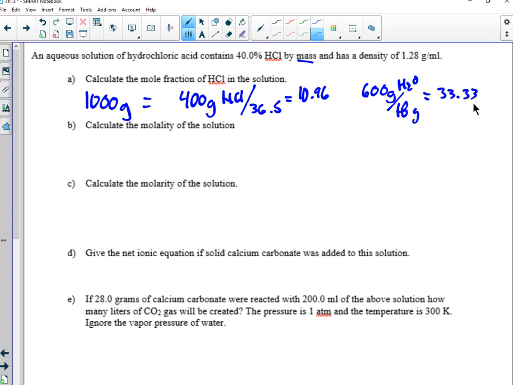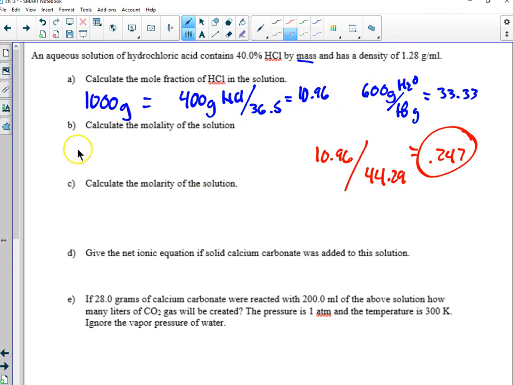You okay with that? Now, the girls over there, they did 100, which was fine. Same answer, right? Because they got 1.096 and 3.33. To find mole fraction, you take the moles of what you want, which was 10.96, and you divide it by the total moles, which ended up to be 44.29. I plugged that in and got 0.247. Within a few tenths or hundredths of a decimal place, hopefully you're right on. Not too bad.